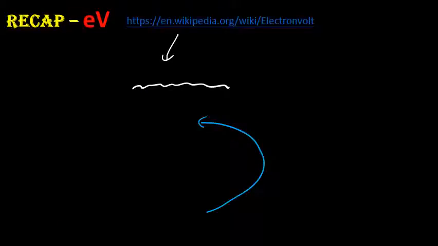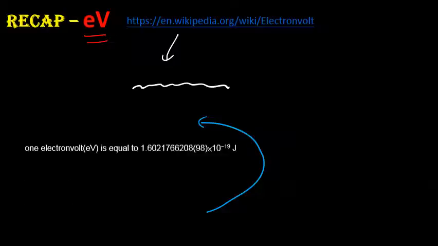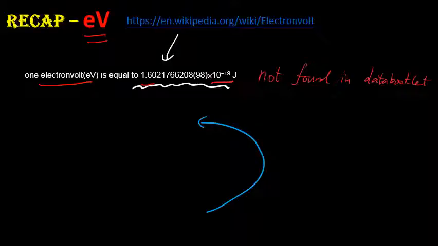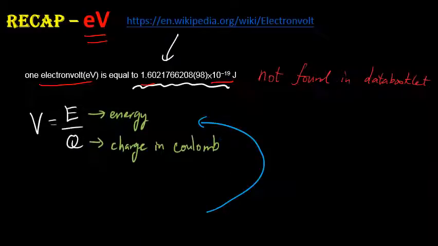When you are doing the textbook exercise, you may come across the unit eV, and if you check Wikipedia, you can find out 1 electron volt is equal to 1.6 something times 10 to the power negative 19 joules. So how are you going to know this? It's actually not in the data booklet as well. Let me tell you a trick. You need to recall what you learned in IGCSE electricity, that voltage is equal to energy over charge in coulombs.